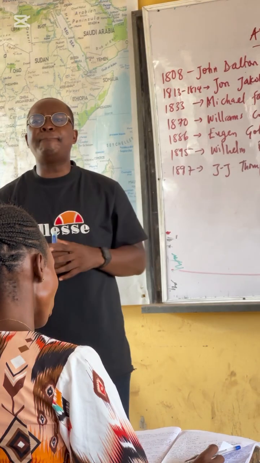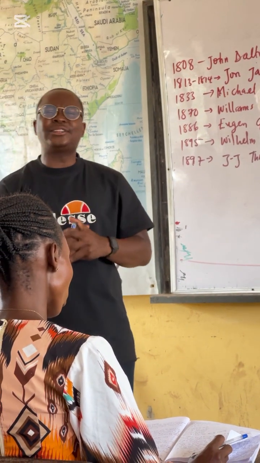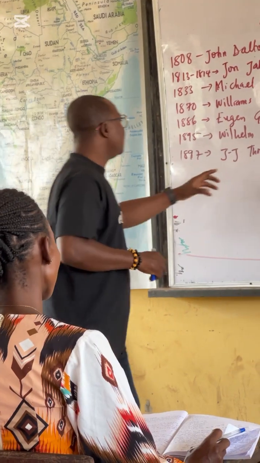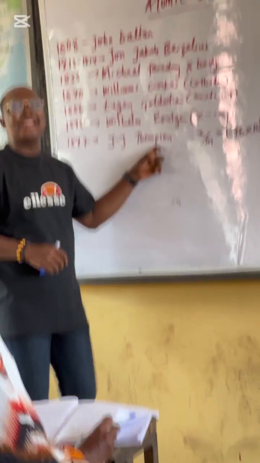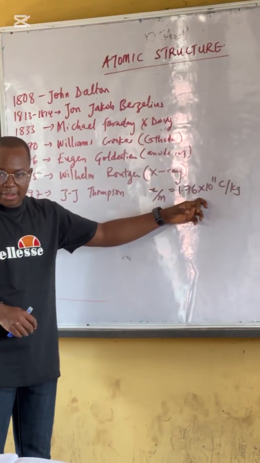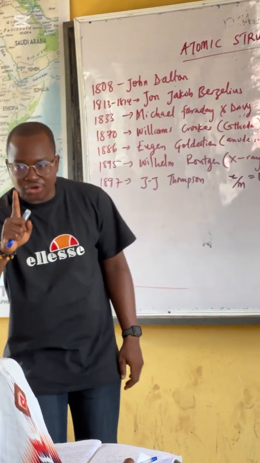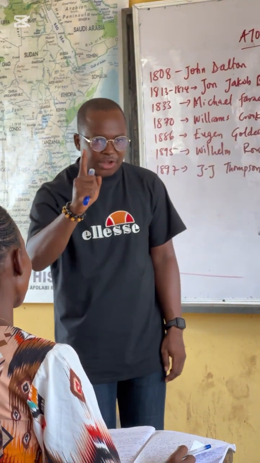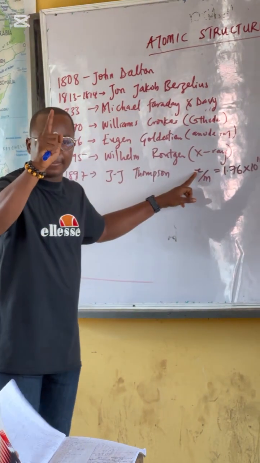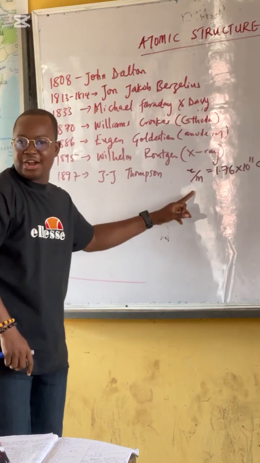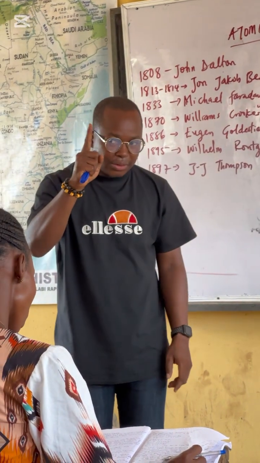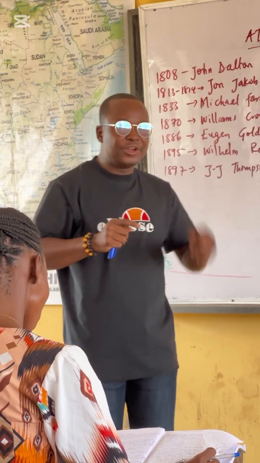So one of the important contributions of J.J. Thomson to the atom is that he suggested and proved to us that the charge to mass ratio has this value. However, it has a limitation. The limitation of J.J. Thomson is that he did not give us the charge of the electron. He did not give us the mass of the electron. He only gave us the charge to mass ratio. That is the limitation of J.J. Thomson.